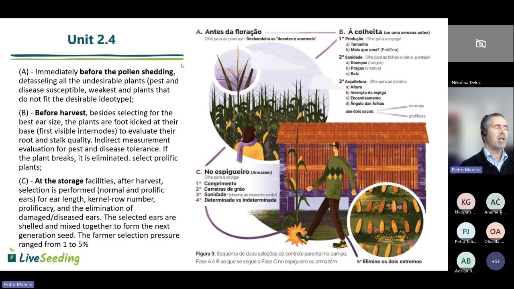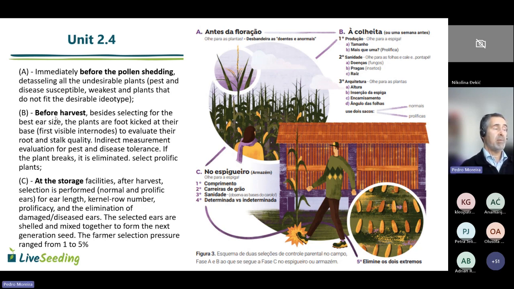Because it means that before the pollen shedding, you do the detasseling of the undesirable plants. So you take the ones that have pests, that have disease, that are weakest, that you don't like, but at the end, you have that plant. That plant produces the kernels, the grain that you use for bread or any use, but you don't use it for the next step of selection.